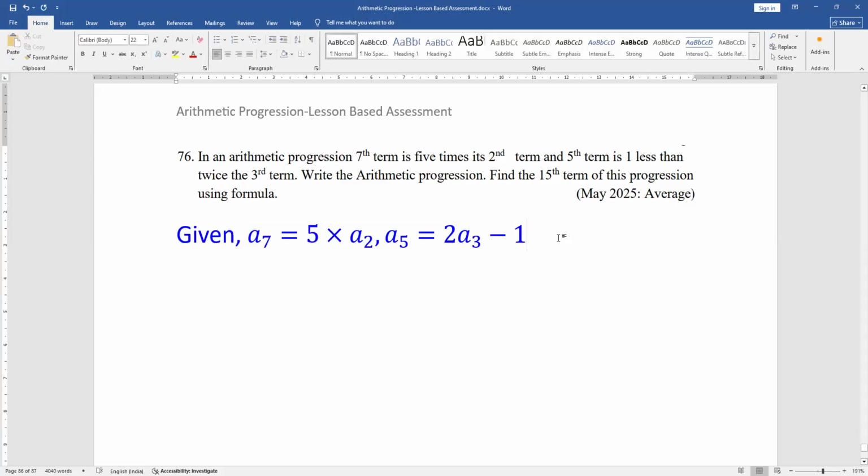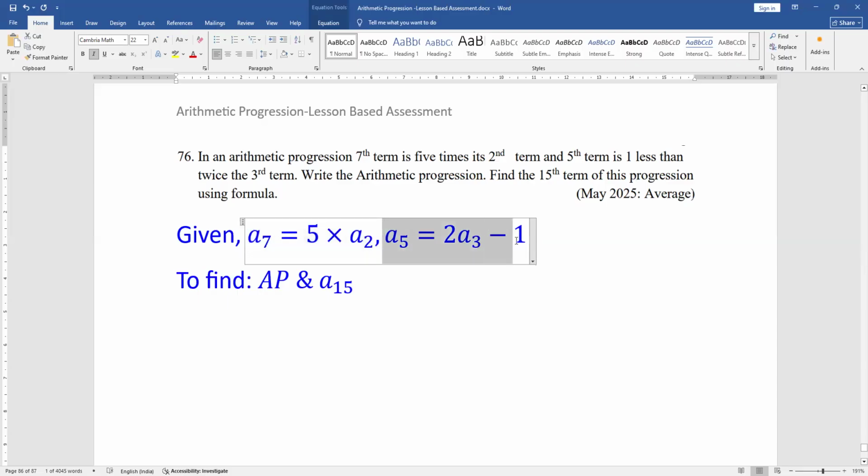Okay, and then in my next step, what do I write? Write the arithmetic progression. We need to find out the AP. And also we need to find out the 15th term. 15th term is what? A15. So let me write it: define AP and A15. Okay, that's it. There are 2 conditions given, this is the first condition and this is the second condition.